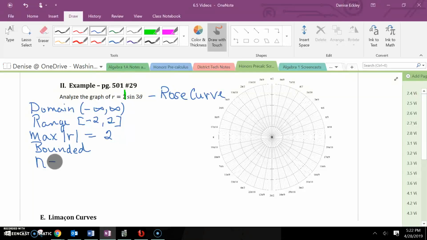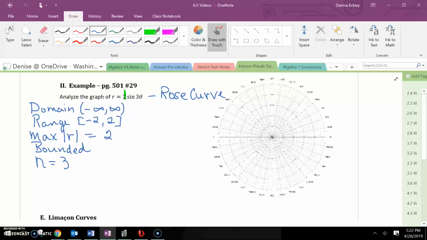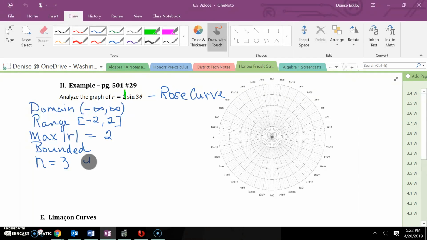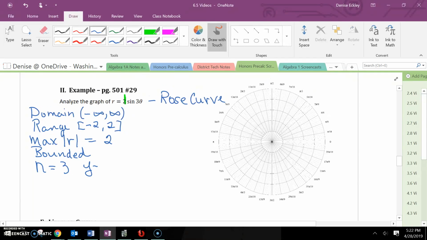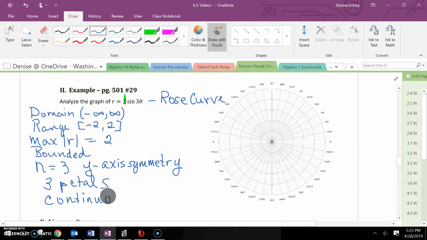We know that n equals 3, so that means since 3 is odd and we have sine, this is going to be y-axis symmetry. And we also know since n is odd, there's the same number of petals as n, so we have 3 petals. We also know it's continuous, and there's no asymptotes.